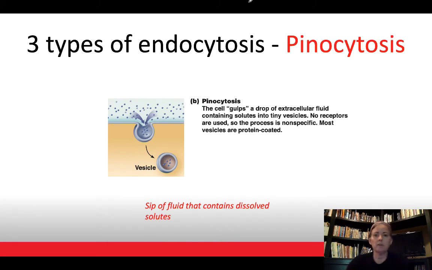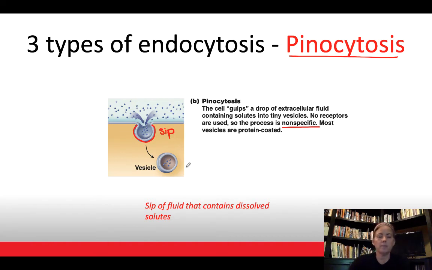The second type is going to be pinocytosis. So in pinocytosis, what we have is basically the cell taking, I always like to describe it as a little sip of extracellular fluid. So it basically is a little sip of fluid, and that extracellular fluid also includes solutes that are dissolved in the extracellular fluid. This is the process that is non-specific because there are no receptors in the vesicles.